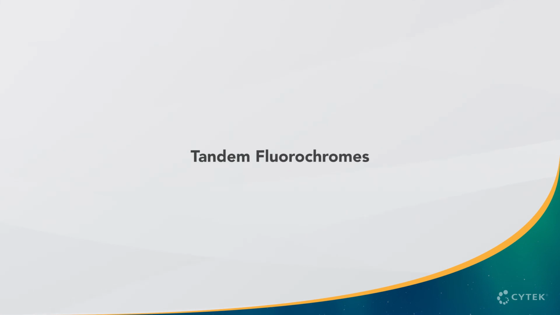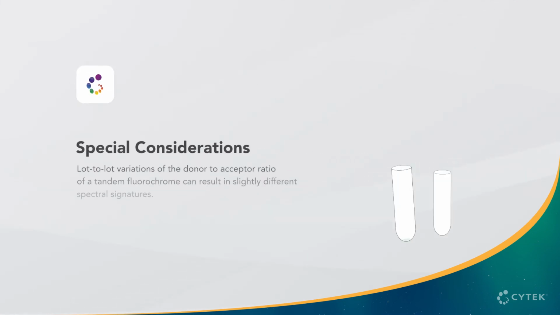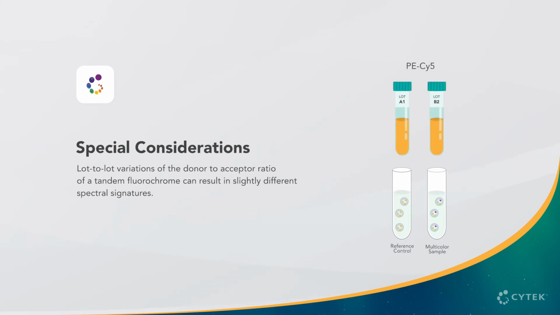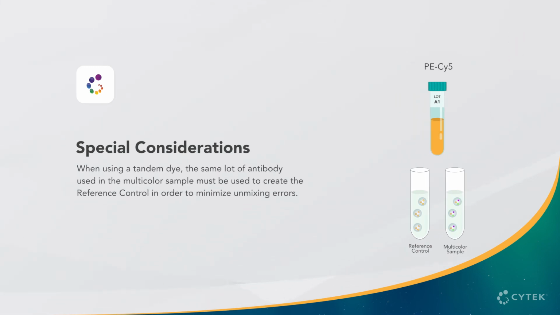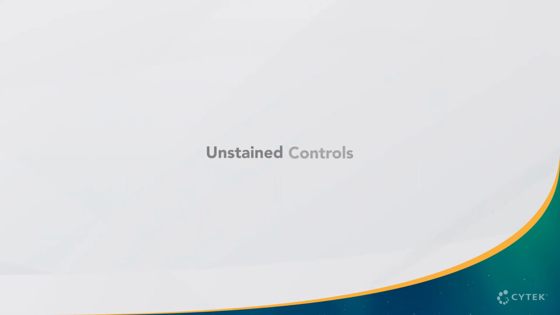Special considerations must also be taken when working with tandem fluorochromes. Lot-to-lot variations of the donor-to-acceptor ratio of a tandem fluorochrome can result in slightly different spectral signatures. Therefore, when using a tandem dye, the same lot of antibody must be used in both the multicolor and reference control sample. Now that we've reviewed the requirements for single-color reference controls, let's discuss the unstained control.